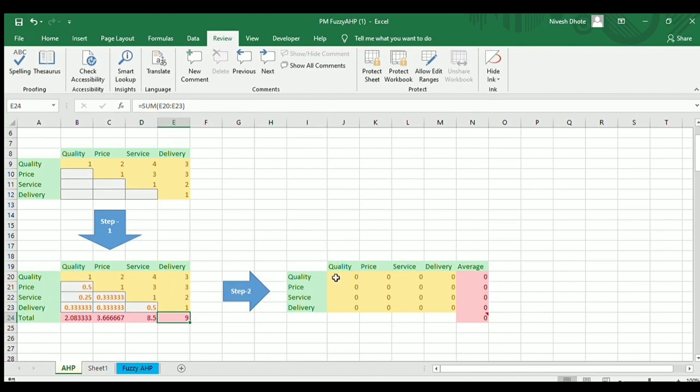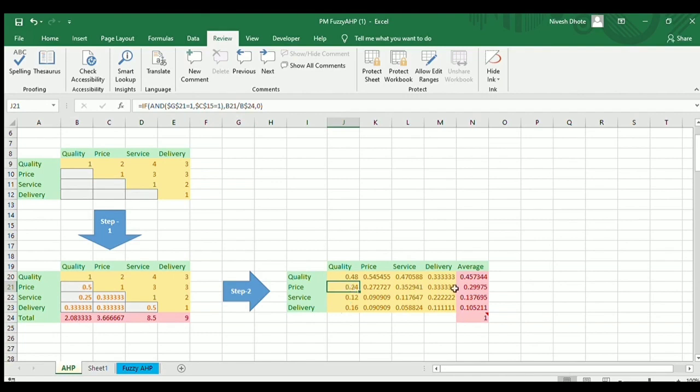For normalizing, the procedure is dividing each value by the sum, so it will lie between 0 and 1 only. So 1 divided by 2.083 becomes 0.48. Similarly, 0.5 divided by 2.083 equals 0.24. As we can see here, B21 divided by B24 will be 0.24.